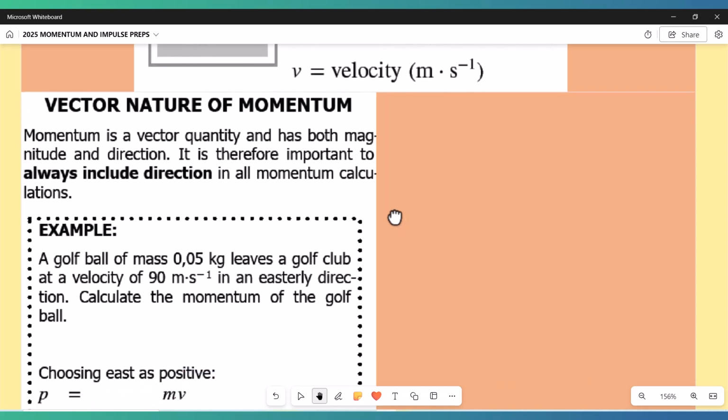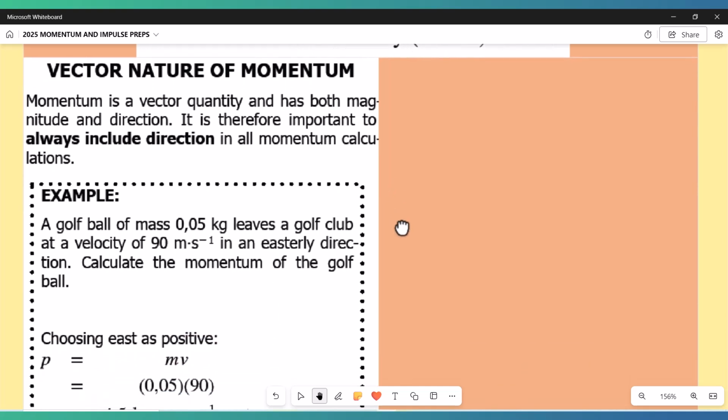Then now the vector nature of momentum. Momentum is a vector quantity and it has both magnitude and direction. I repeat, momentum is a vector quantity, so it has both magnitude and direction. So it is important to always include direction in all momentum calculations. Let's have an example here.